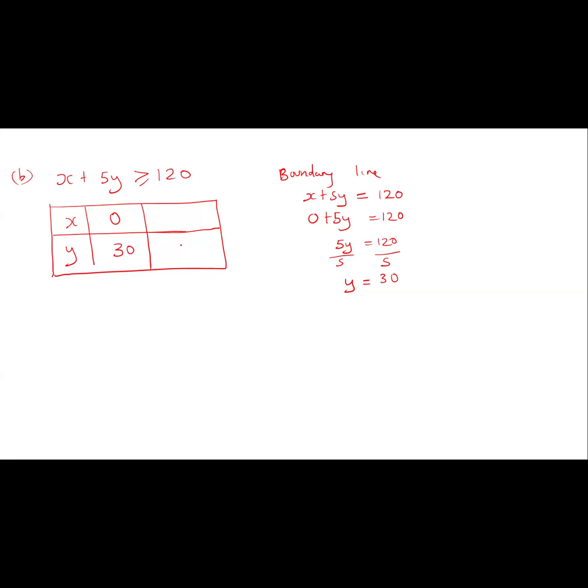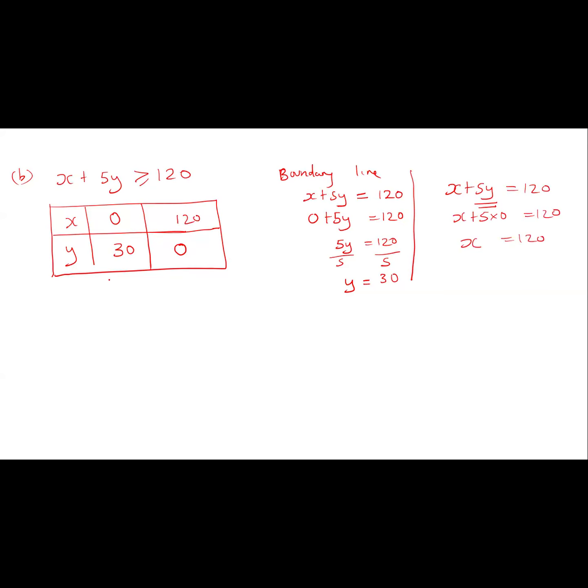After that, what about when y is 0? Go back to the same equation that you have formed, x plus 5y is equal to 120. Where there is y, you put your 0. So you say x plus 5 times 0 is equal to 120. So here I'll have x is equal to 120. So here put your 120.